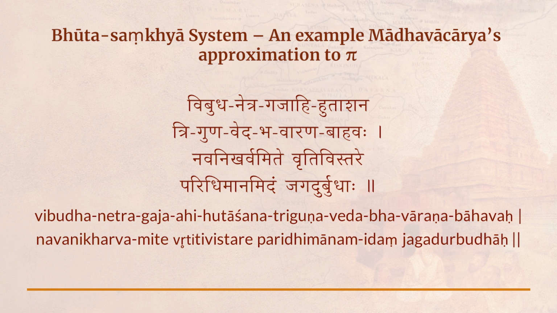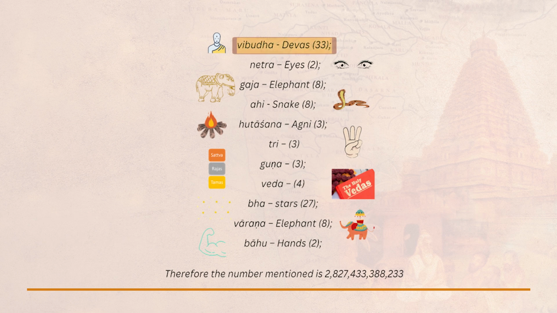Now let us use Bhūta-Saṃkhyā and find out what he is trying to say. The first word is Vibudha. Vibudha means Devas, and there are 33 main Devas. So Vibudha actually means 33. Then you have Netra. That's the second. Netra means eyes, so there are 2 eyes. The third is Gaja. Gaja is elephant. As I told you, the number 8 is used for Gaja. Ahi is snake, so that also represents number 8.